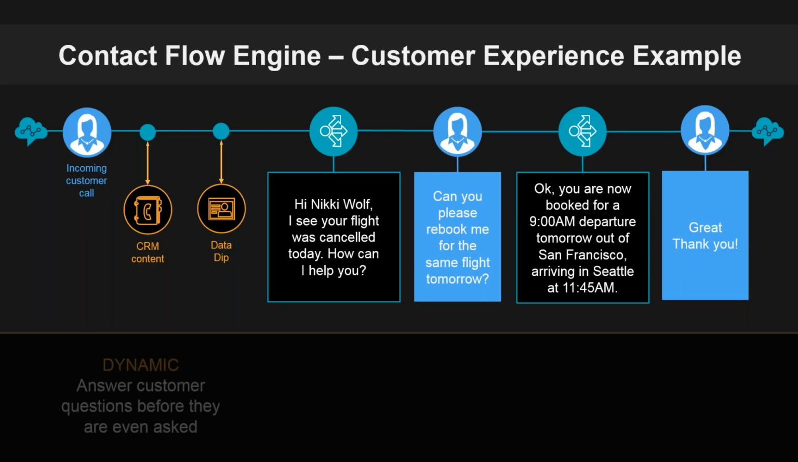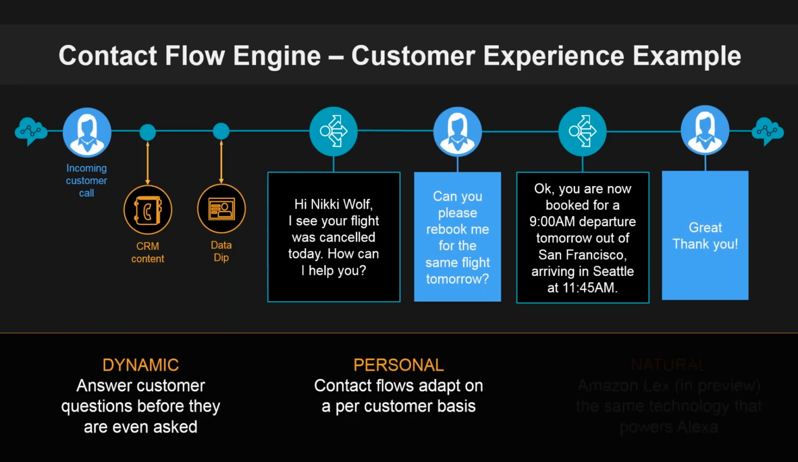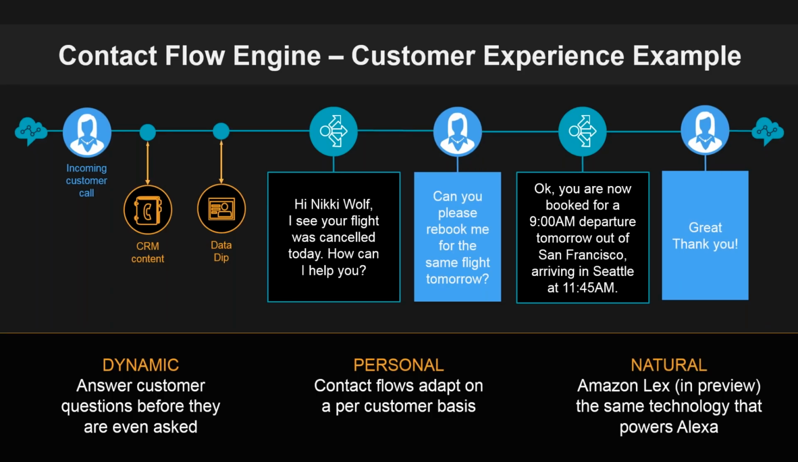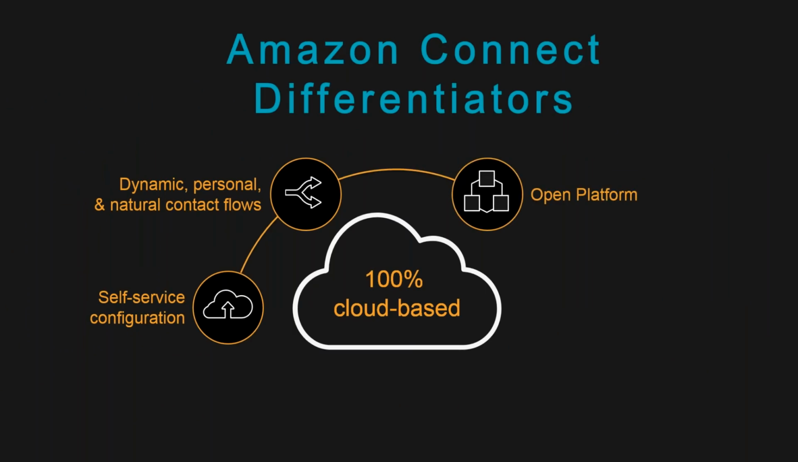This is an example of a contact flow that creates a customer experience that's dynamic, personal, and natural. When we say natural, we're leveraging the technology called Amazon Lex, the same technology that powers Alexa, so that Nikki can create that natural conversation. Another differentiator is the open platform.